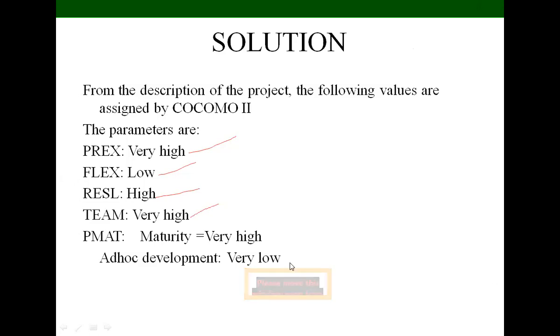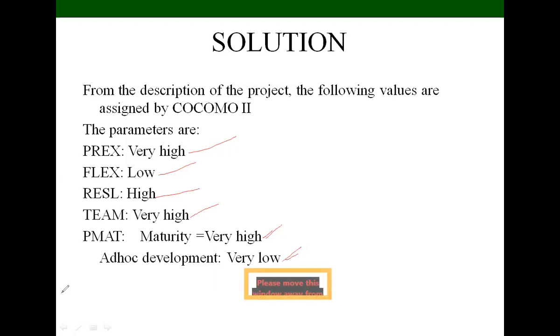Next process maturity. Here one is process maturity, one is ad hoc development. We have to take here two values. Okay. So this explains the quality. So if the quality of the project is you want good, then we have to take the maturity value is very high. Okay. If the quality is means the ad hoc development is always very low. So we are taking here maturity is very high and ad hoc development value is very low. For quality good, we have to take very high value.